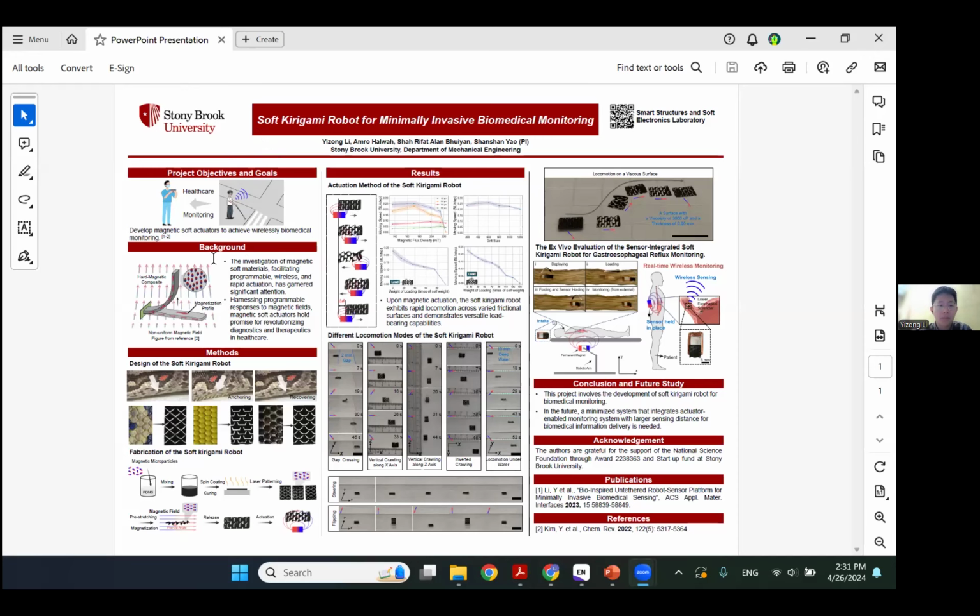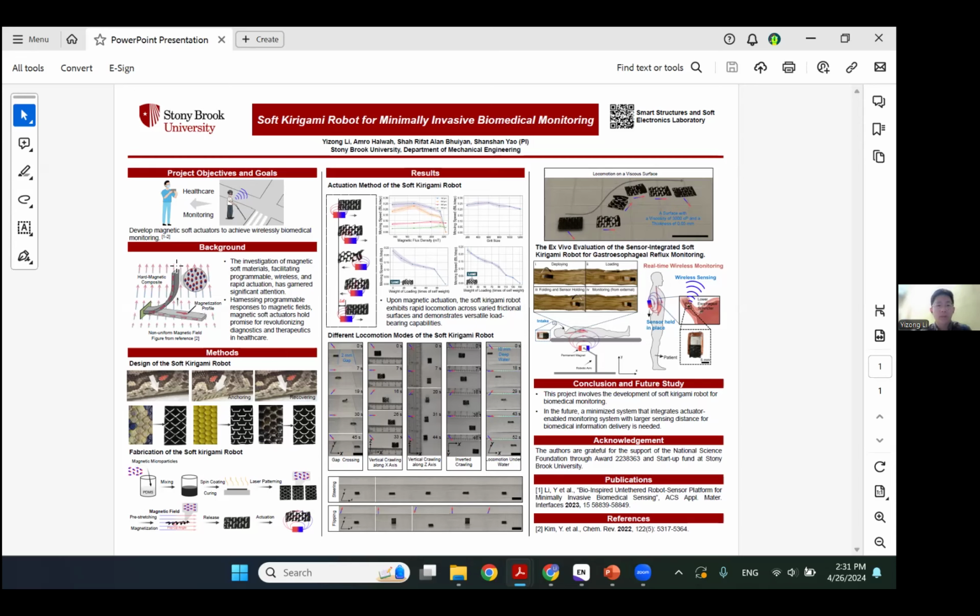Our project objective is to develop magnetic soft actuators to achieve wireless biomedical monitoring, to assist with biosensor delivery and to achieve biomedical information delivery.